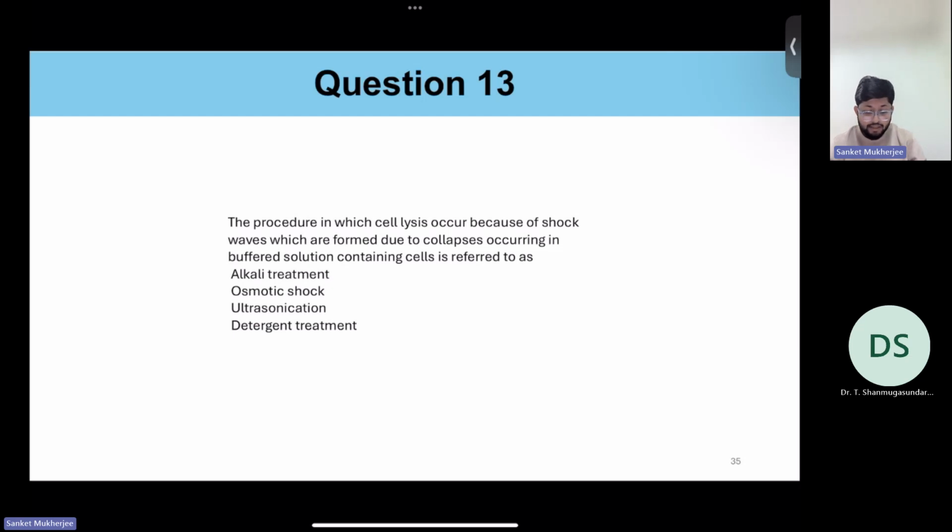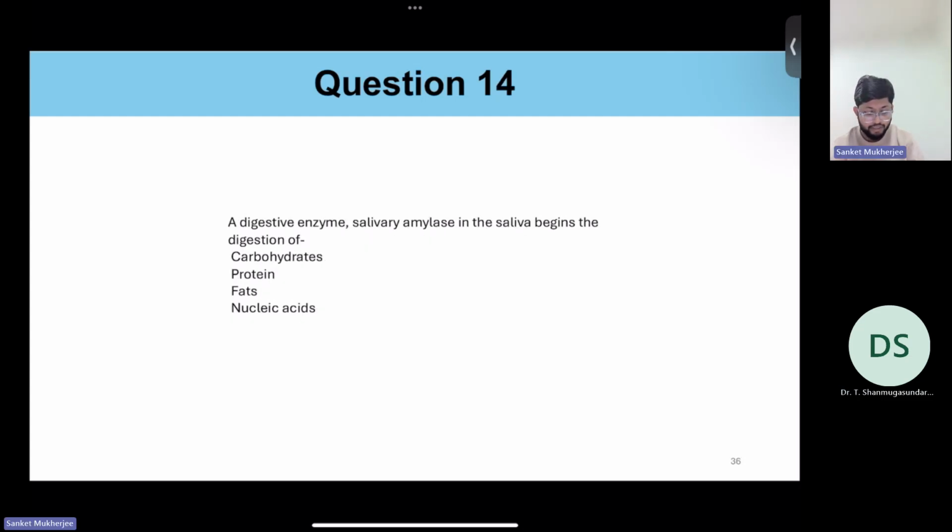The procedure in which cell lysis occurs because of shock waves which are formed due to collapses occurring in buffered solution containing cells is referred to as alkali treatment, osmotic shock, ultrasonication, or detergent treatment. Ultrasonication, if you remember. Yeah, you're right.